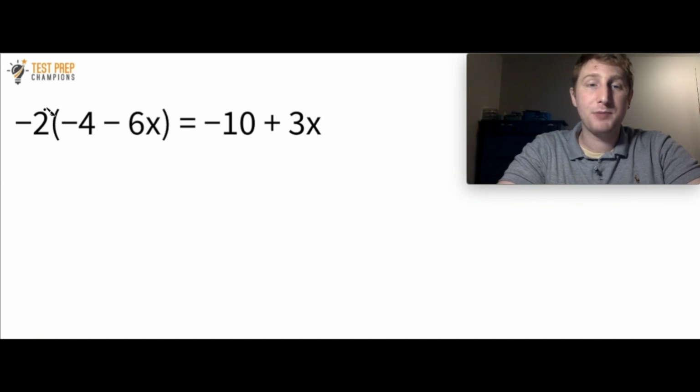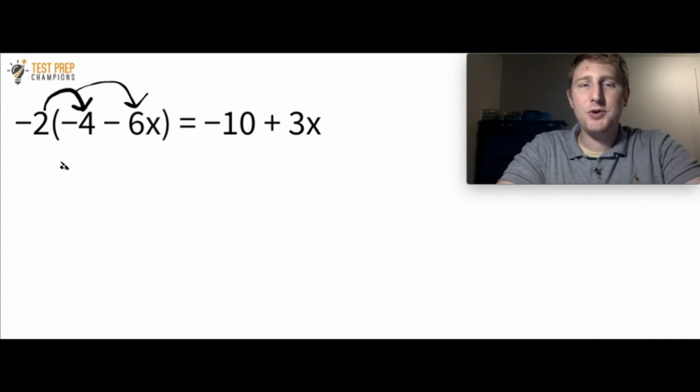So the first move that I want to make here is I'm going to take this -2 and I'm going to distribute it. And you might be wondering, what does that mean? Distribute -2? Well, let me show you. We do -2 times -4, which is +8. And then we do -2 times -6x, because I have to take this sign into consideration, which is +12x. And so let me rewrite this.